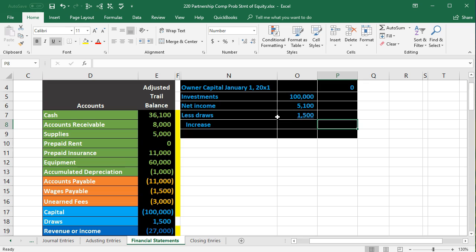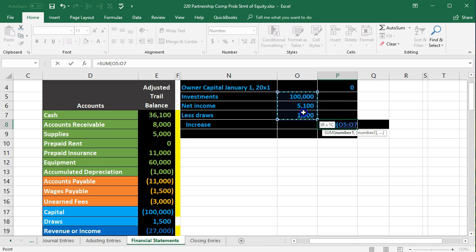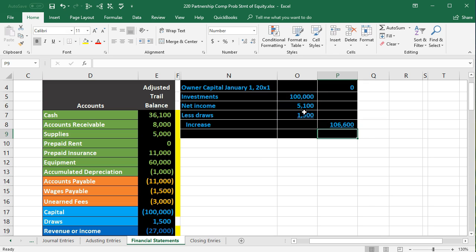Now we're going to do this incorrectly first, and then we'll see if you can spot the error, and then we'll troubleshoot the common error that happens. Okay, so we're going to use the sum function. We're over here in P8. We're going to say equals SUM, double click the sum function, and highlight the activity, and enter.